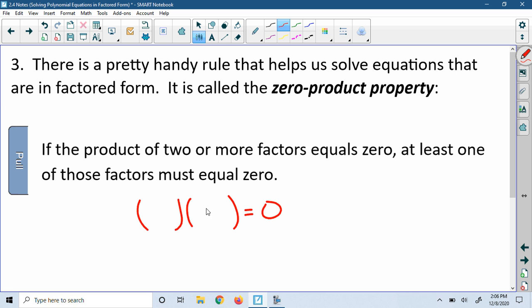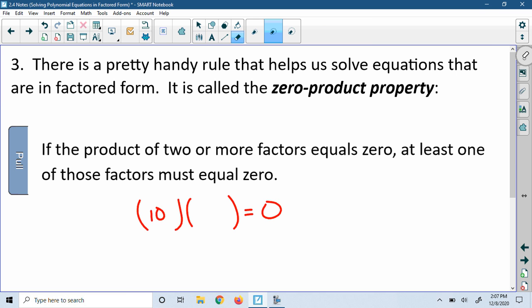So if I think of 2 numbers and their product equals 0, this rule tells me that at least one of those things must be 0. Today in class I said, shout out a couple of numbers that when you multiply them together, their product is 0. Somebody shouted out 10 and 0. Well, is at least one of those factors 0? Yeah, that second one is.